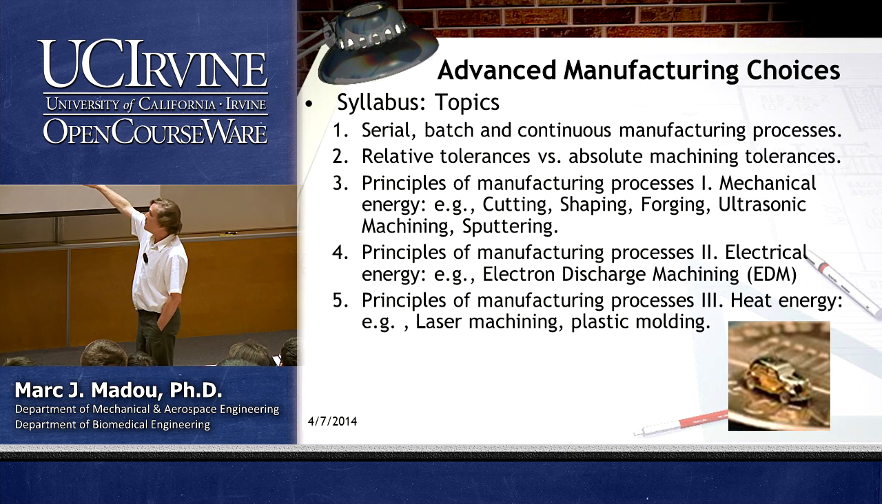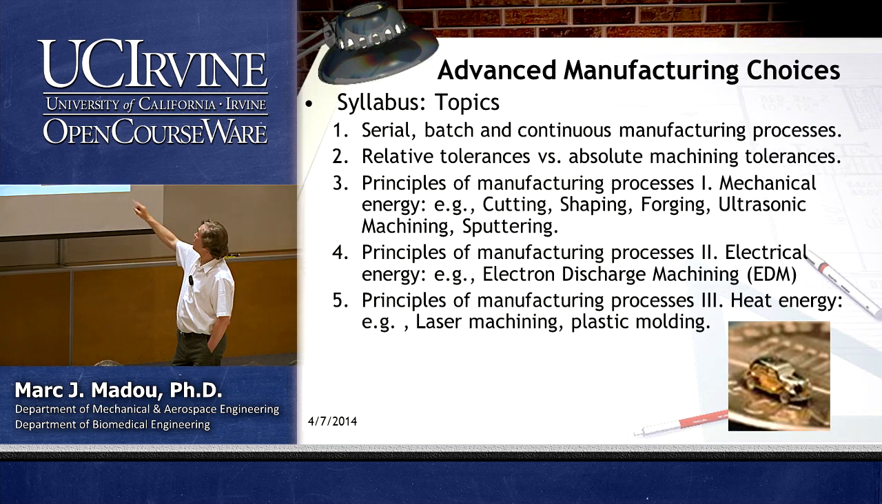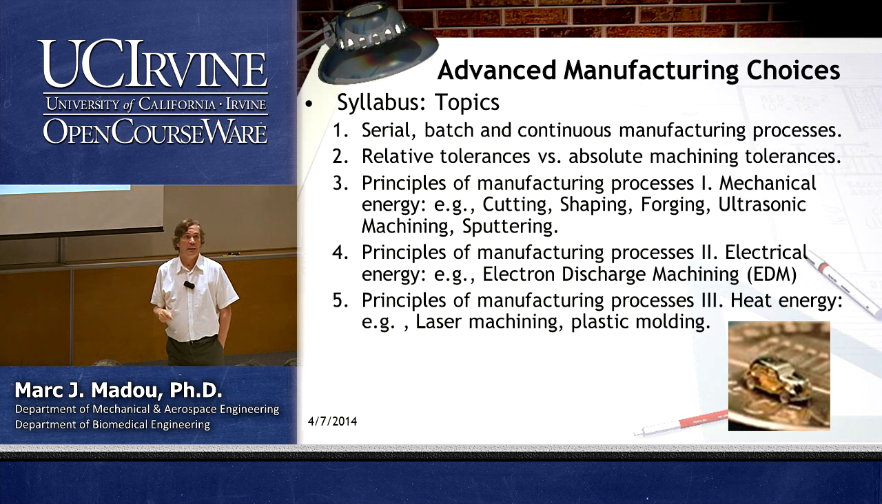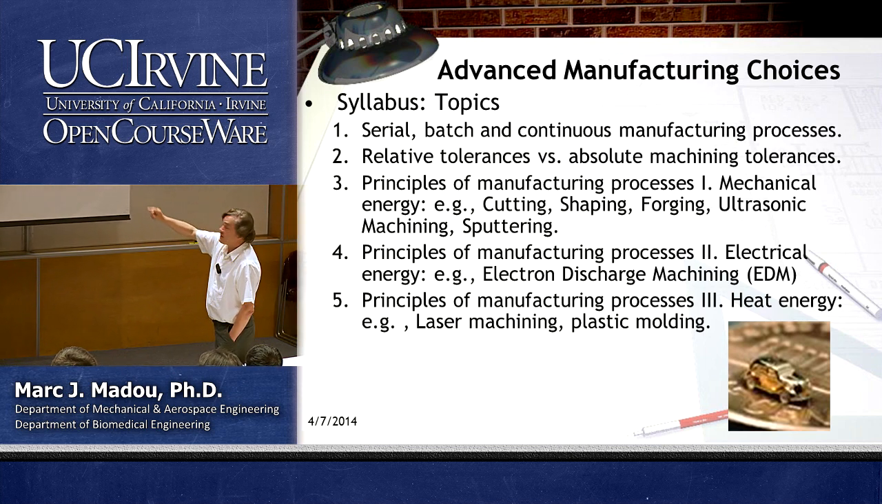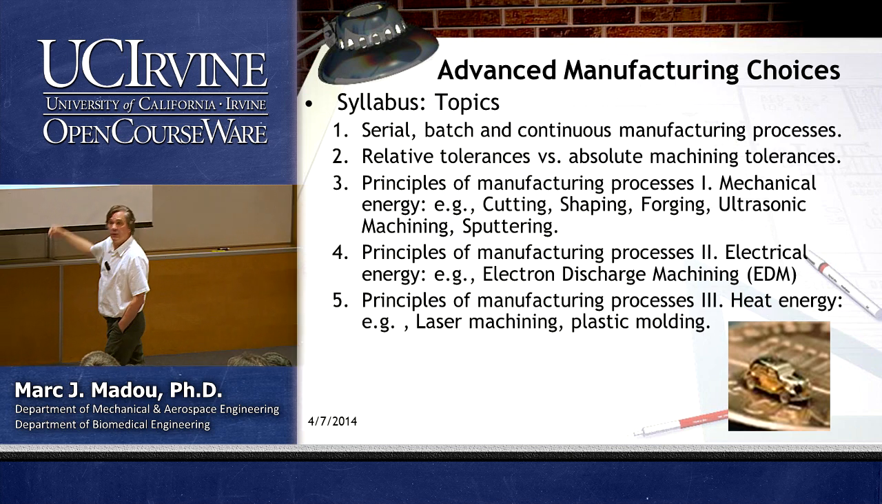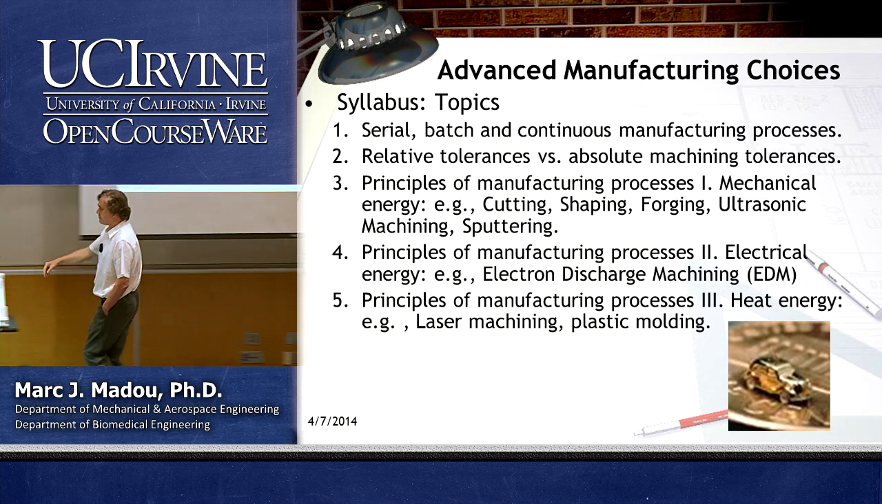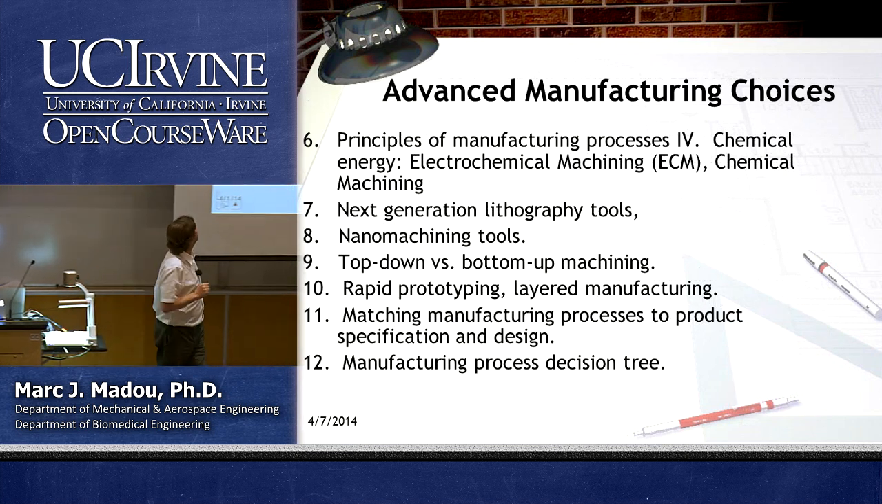Then another group of manufacturing processes use electrical energy. And there we'll talk about, as an example, EDM, electrical discharge machining. Yet another category are heat energy, laser machining, plastic molding are examples there. By the way, all of that is on the web, right? So you know where to find that.